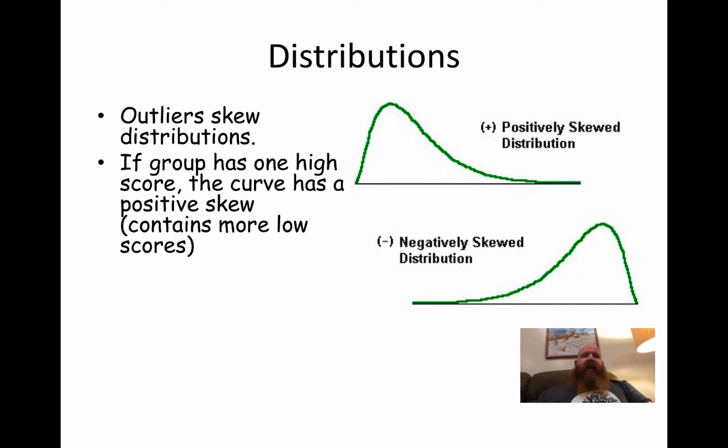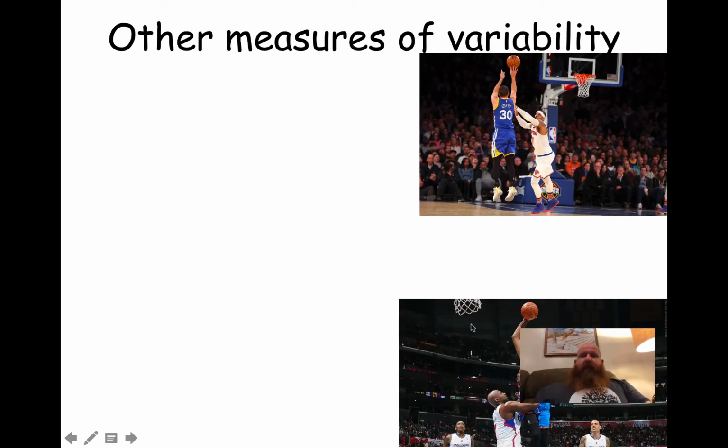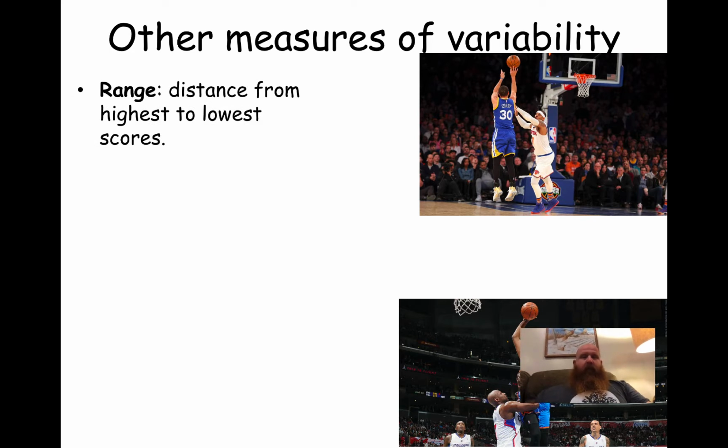If a group has one high score and the curve has a positive skew, it contains more low scores. If your group has one low outlier, the curve has a negative skew, and it contains more high scores. There are a few other measures of variability. Range, again, these are essentially terms you're going to have to do your flashcards on.